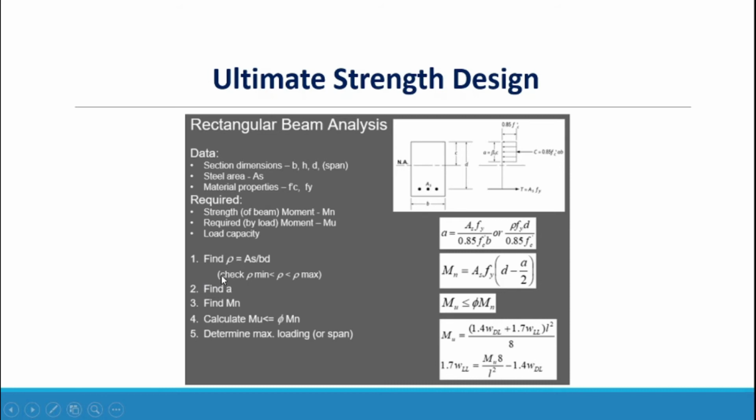And to find the value for rho, which is the reinforcement ratio, is equal to A sub s all over b d, and we need to check the value for rho using the rho minimum equation and the rho maximum equation. And once the value for rho is in between minimum and maximum, you can use the value for rho. If the rho value is below the rho minimum, use the rho minimum, and when the value for rho is more than the rho maximum value, then you should redesign the size of the beam. And to find a, using the formula, and find M sub n, and then you calculate M sub u, which is equal or less than the resistance factor times M sub n, and we can determine the maximum loading or the span. So these are the formulas to be used.